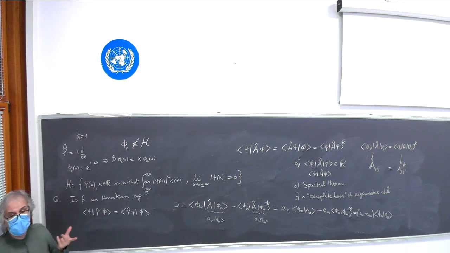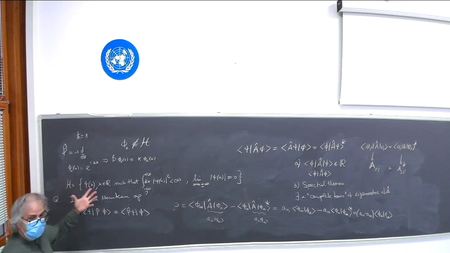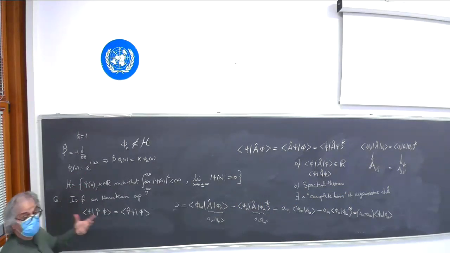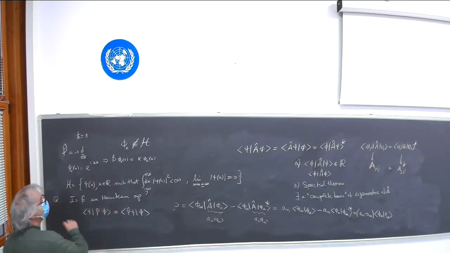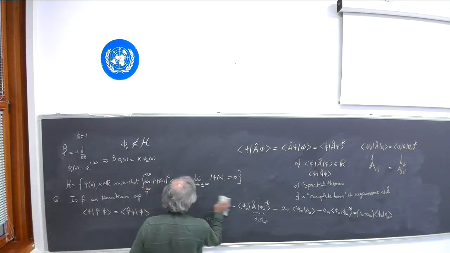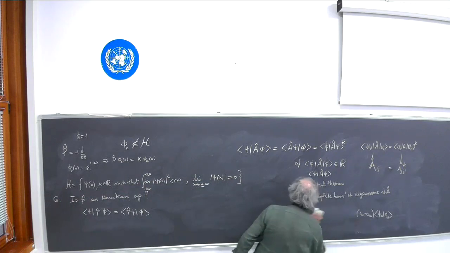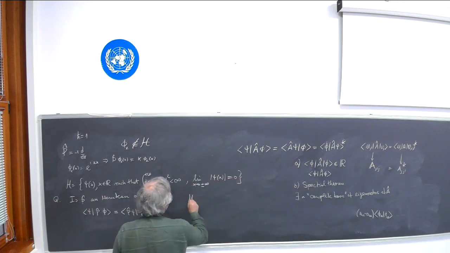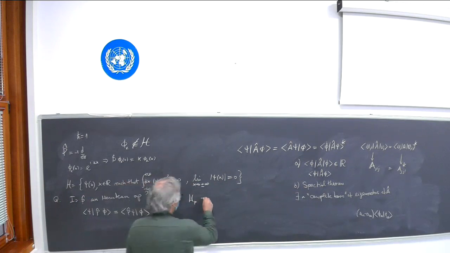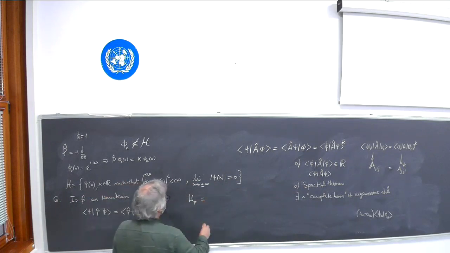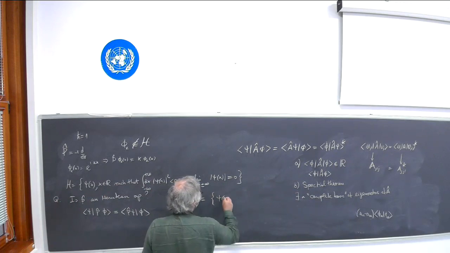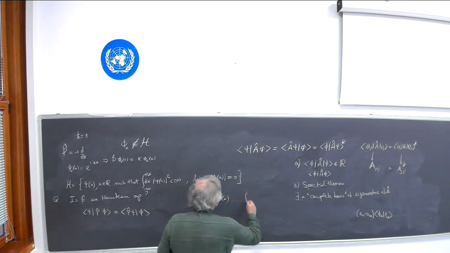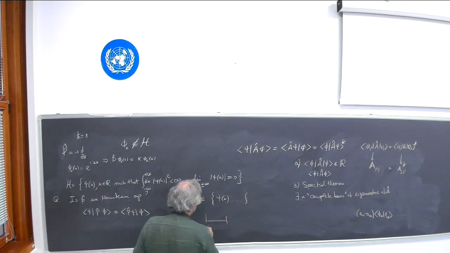On the contrary, there are other cases where the same object is not only Hermitian, but also possesses a basis in the space. Let me give you the second example. I define the space H_P, where P stands for periodic, which is the space of functions in a certain interval, in the interval A and B of a certain length L.